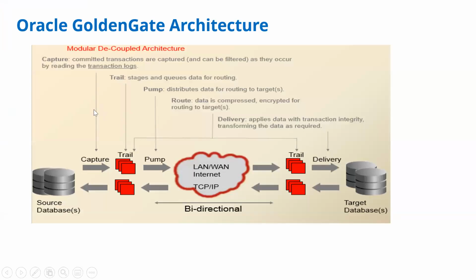So the components of classic architecture include manager process, capture, pump, trail file, replicate. Along with that, there is one background process which runs over here, which is called the collector process. This is just for your information that there is a collector process. Collector process is a background process which runs on the target database.